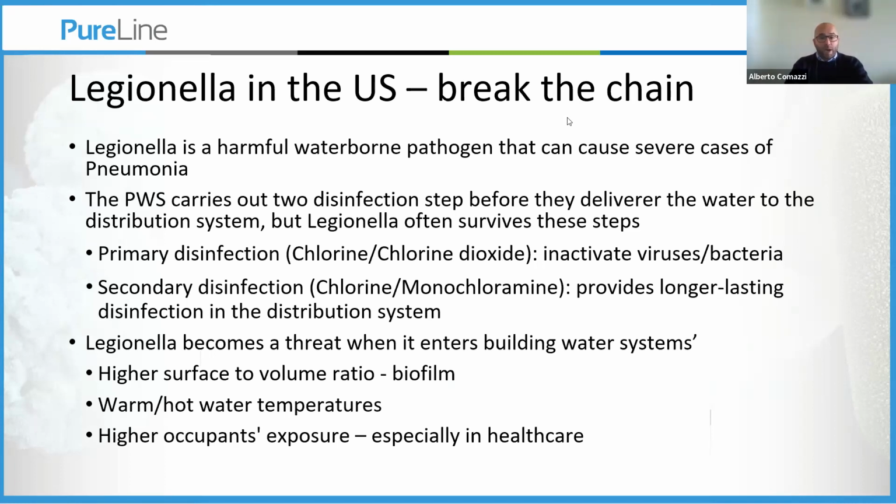So we have very small pipes that offer a much higher surface to volume ratio, where the biofilm can grow. In a building, we have warm water temperature, such as in domestic hot water systems, as in cooling towers. And also, if we think about hospitals, there's a much higher occupant exposure, right? Like with more immunocompromised people.